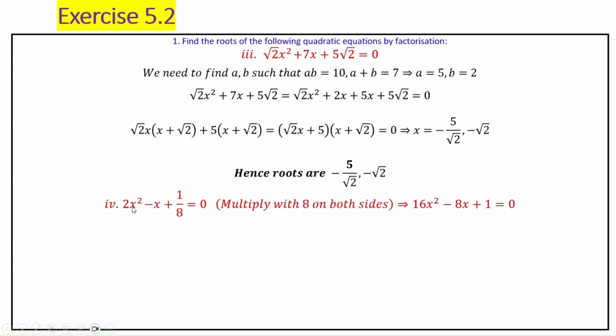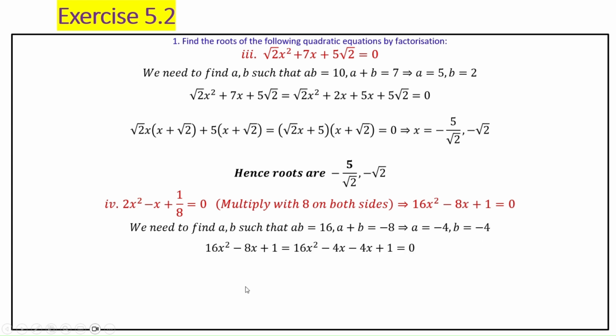Okay, next, 2x square minus x plus 1 by 8 equal to 0. First, just to simplify, you multiply with 8 on both sides. What you will get is 16x square minus 8x plus 1 equal to 0. Now ab should be 16 and a plus b should be -8. So the values are -4 and -4. So this will become 4x minus 1 whole square, or x equal to 1 by 4. So there is only one root basically, that is 1 by 4.